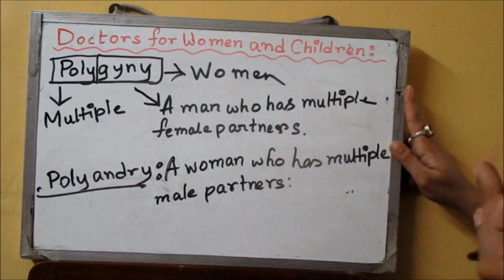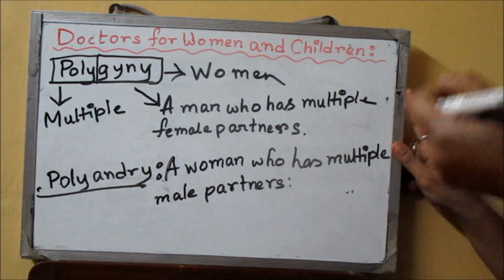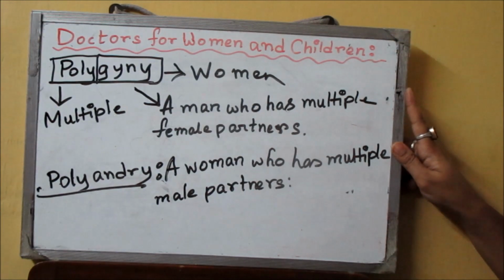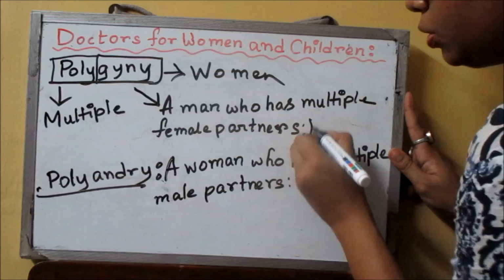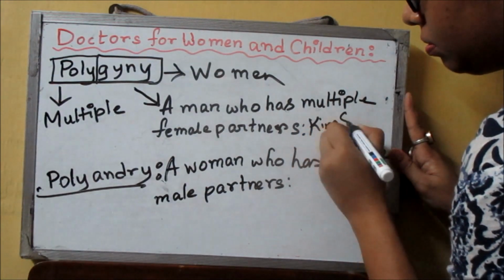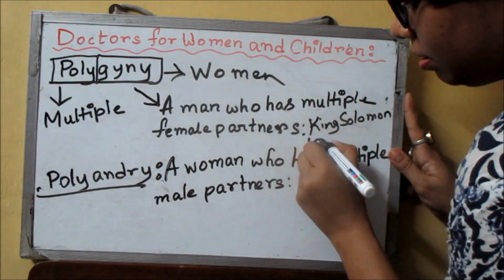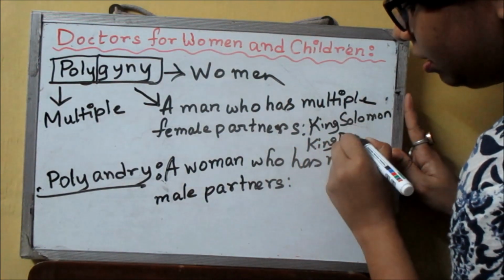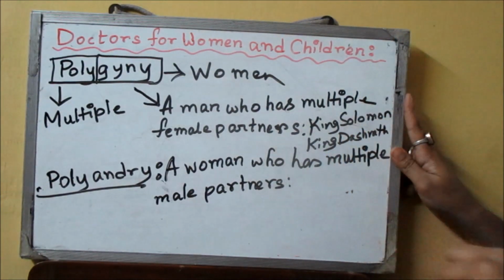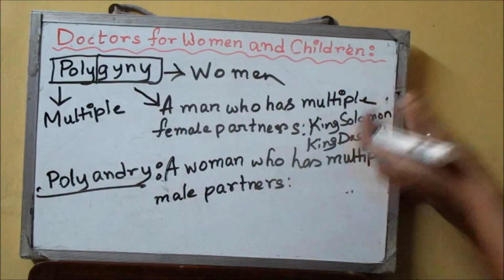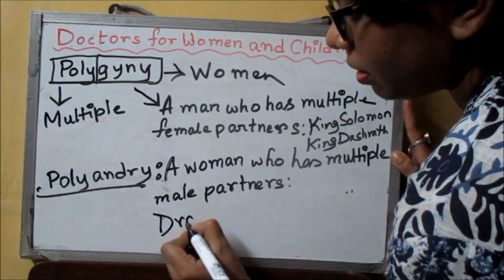So a few examples of people who are known to have practiced polygyny are King Solomon, King Dashrath, and the woman who has multiple male partners. The obvious example is Draupadi.